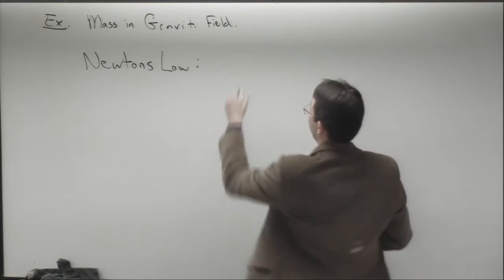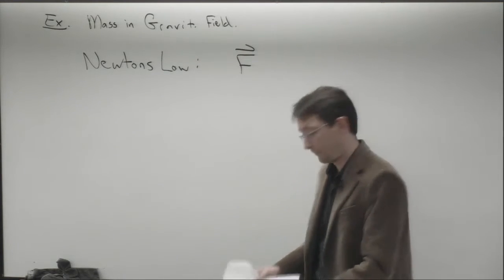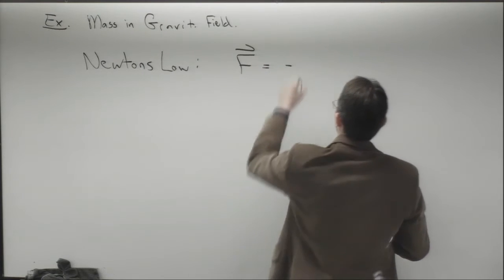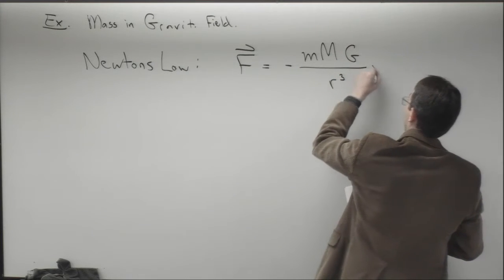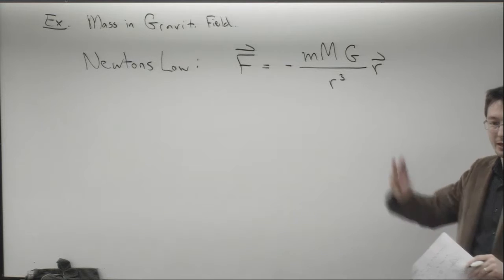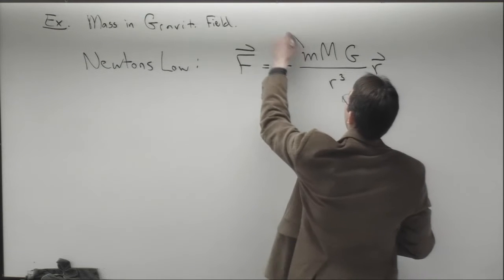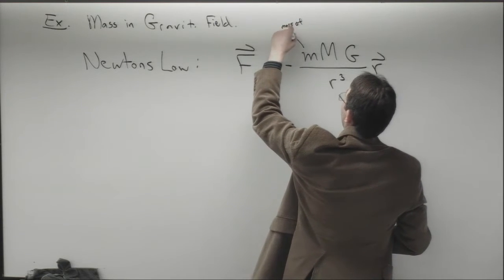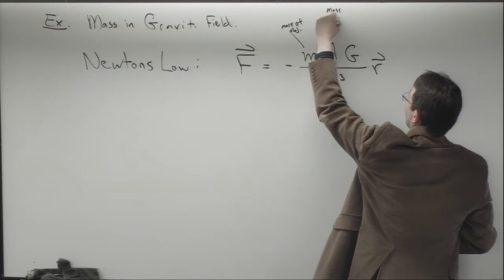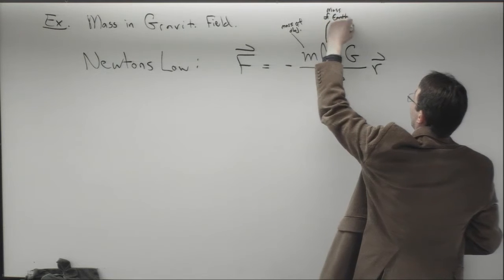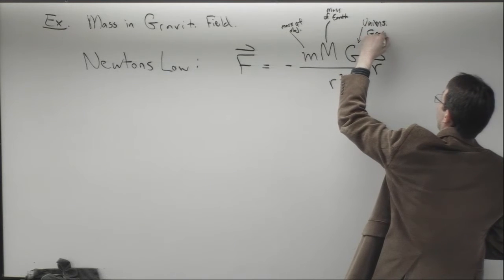And that law says that the force that I feel, force is a vector, right, because it points in a direction. So this force is equal to minus little m times big M times G divided by radius cubed in the radial direction. So I'm writing it in terms of a vector. So little m is the mass of my object. Big M, let's say that this is the mass of Earth. And G is the universal, or at least approximately universal, gravitational constant.